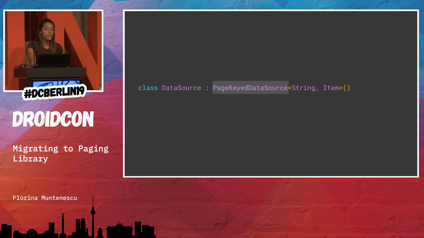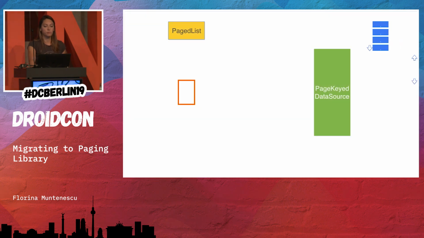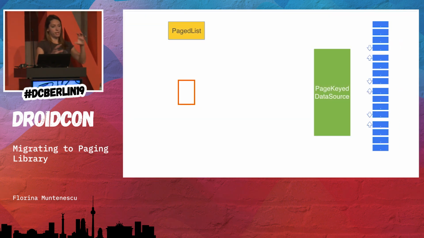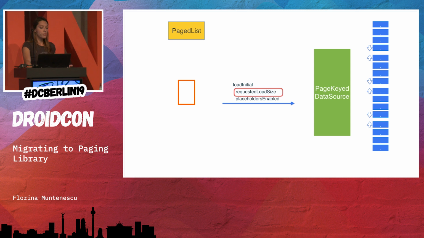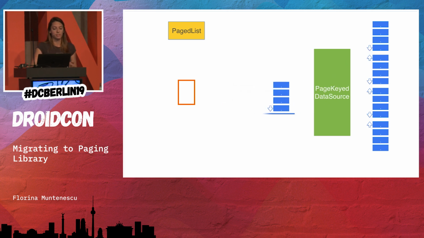So in the page-keyed data source, we still have a string, which is that key that we need to look for, and the item that we need to display. This means that right now, what we have is something like a linked list. So you have items that are linked to the previous items, and so on. When you get load initial, right now we only have as parameters the requested load size, because it's the initial. There's nothing to point before or after, and whether placeholders are enabled or not.